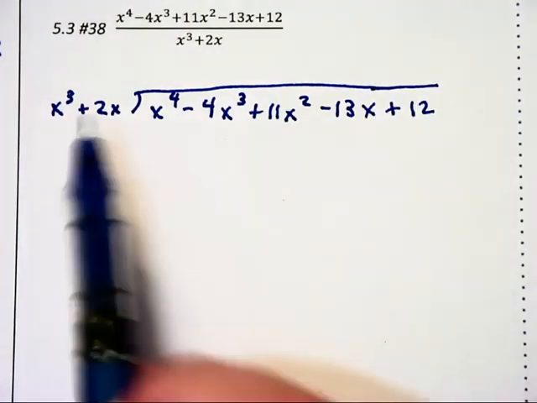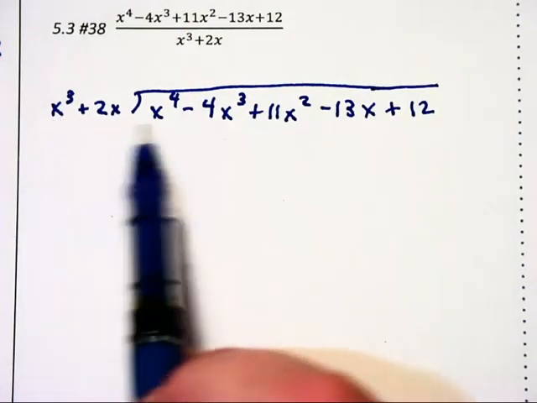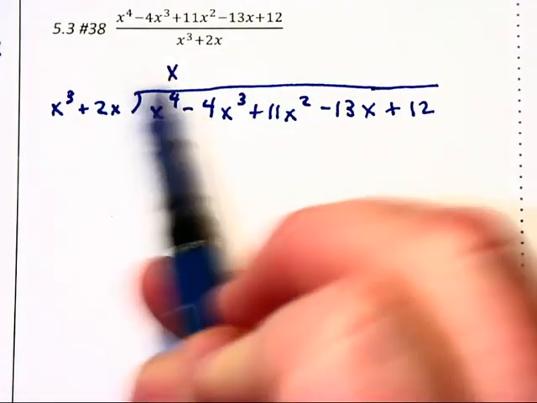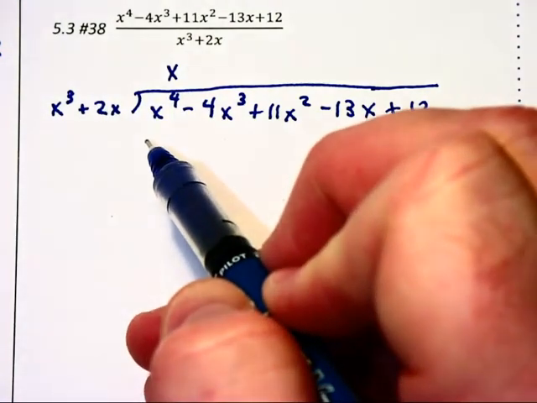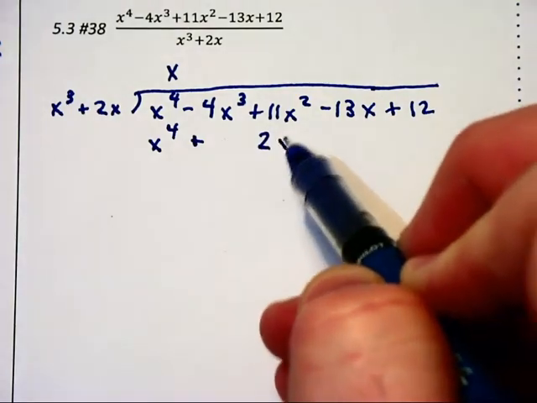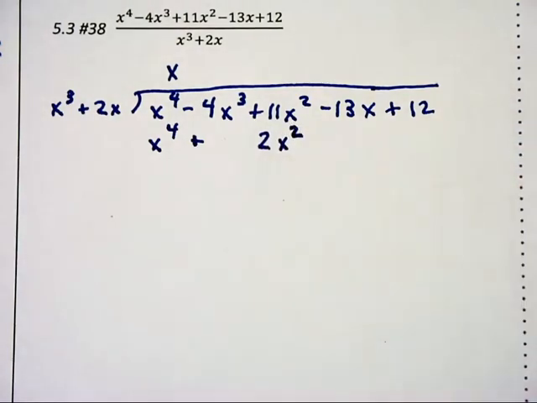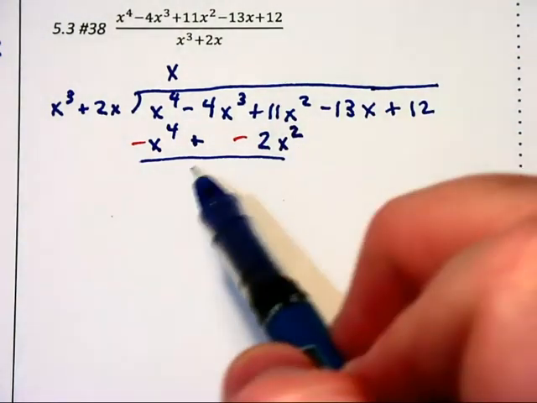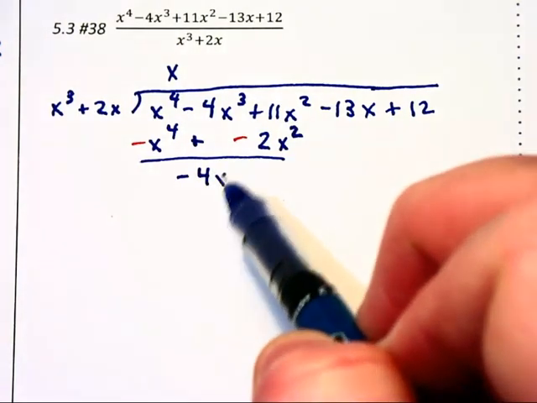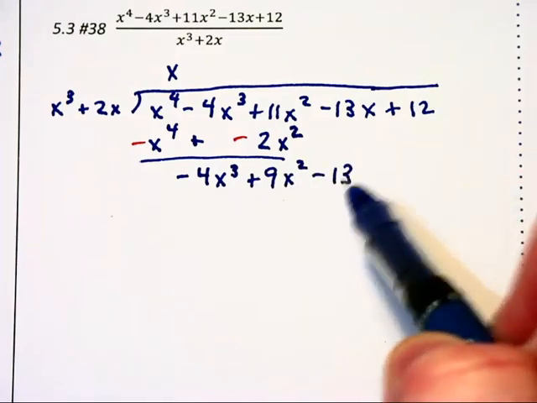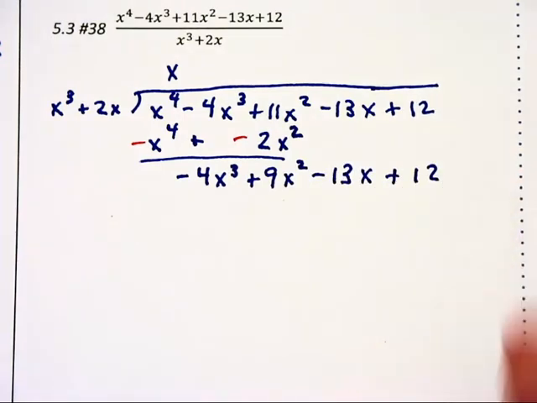Now here we go. Look at that x cubed out front. Look at the x to the fourth right there. It goes in x times. Take the x on top, multiply by both things on the side. We get x to the fourth plus 2x squared. And notice where I lined that up there. And we're going to subtract. And coming down through here, we'll have our minus 4x cubed plus 9x squared minus 13x plus 12. I'm bringing all of that down.